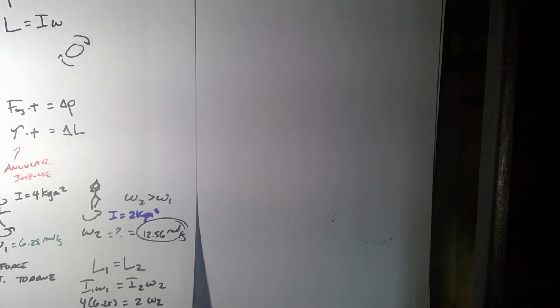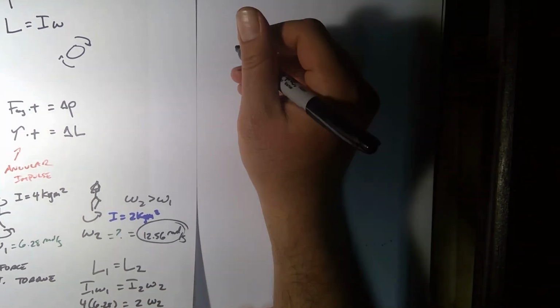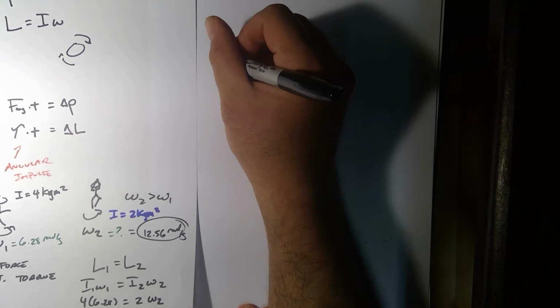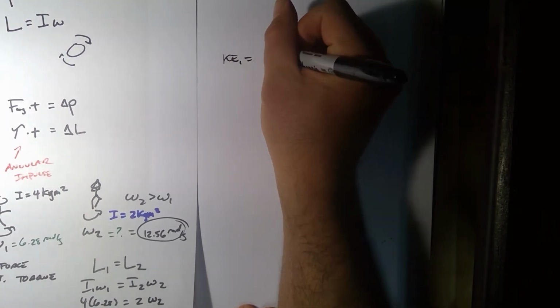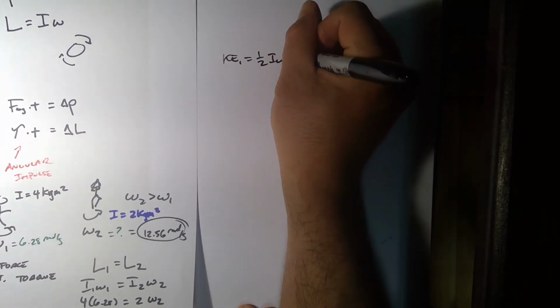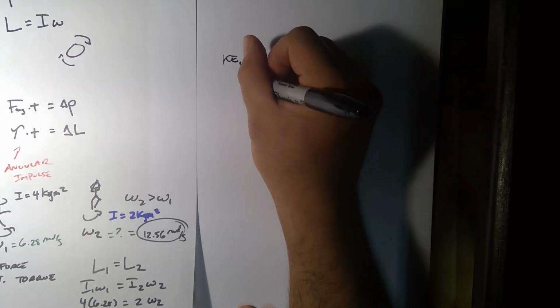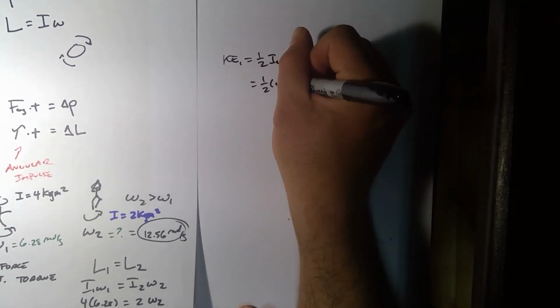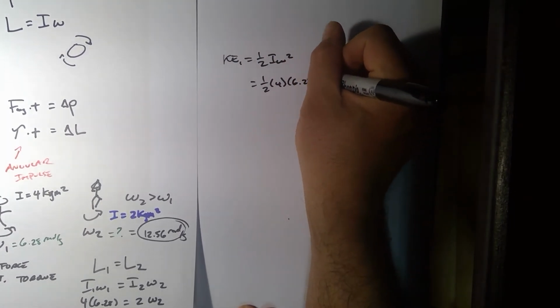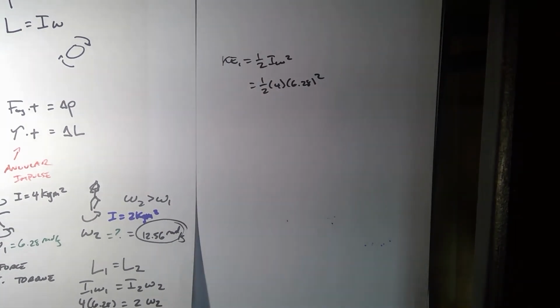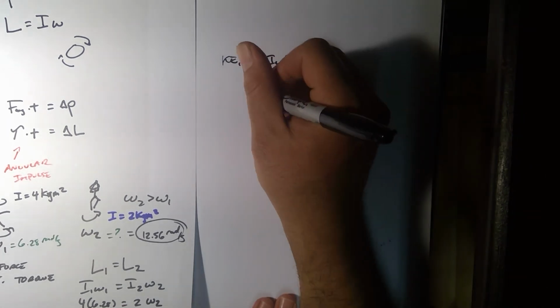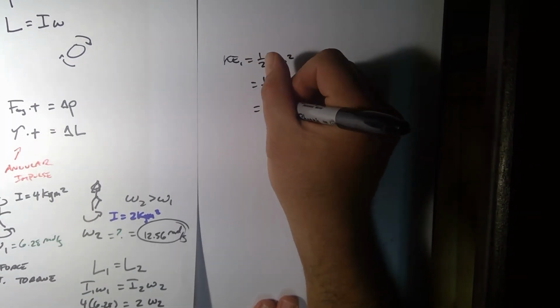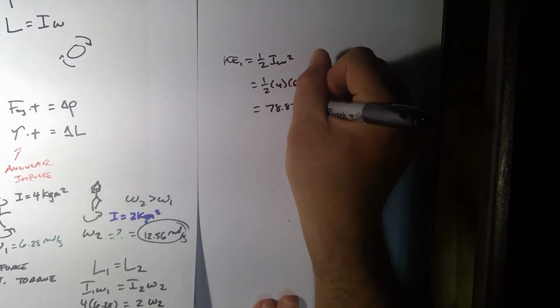So let's look at the energy of this as well. We learned about rotational kinetic energy. If I look at these numbers here, and I say that the initial kinetic energy is equal to 1/2 I omega squared, with the I value being 4, omega being 6.28, we'll square it. 1/2 times 4 times 6.28 squared. That's going to give us our kinetic energy in joules. We get 78.87 joules.